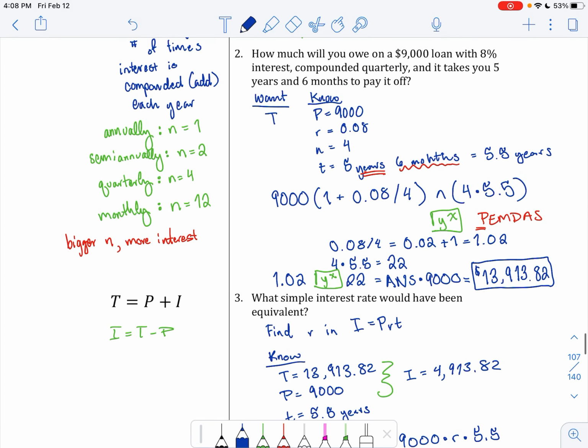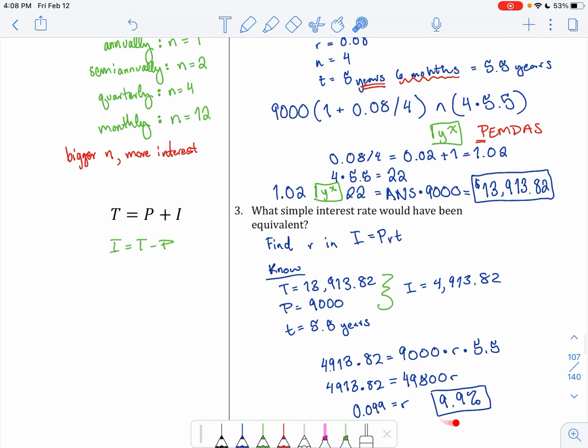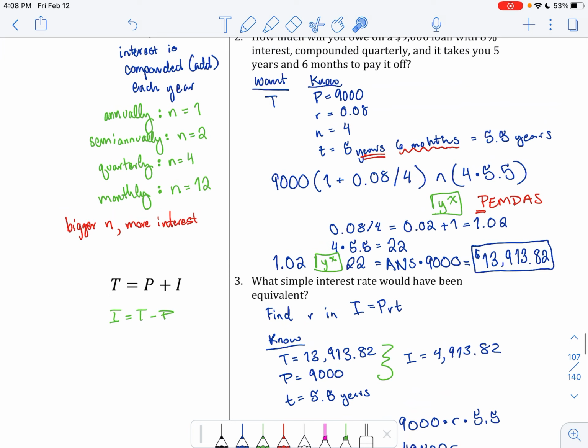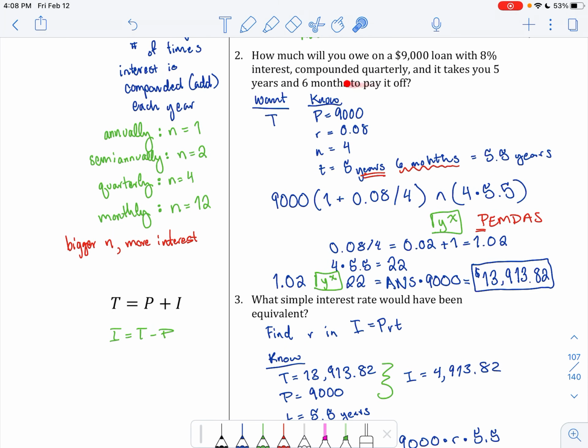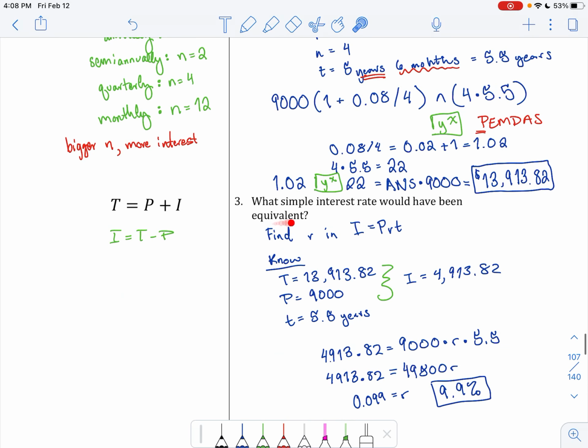And so this makes sense, as we said, the simple interest is going to be a higher rate if it's going to get the same amount, because you owe more on compound interest, and so there's only 8% here because more interest gets added, and to be equivalent, to be equal, you have to have a higher simple interest rate.